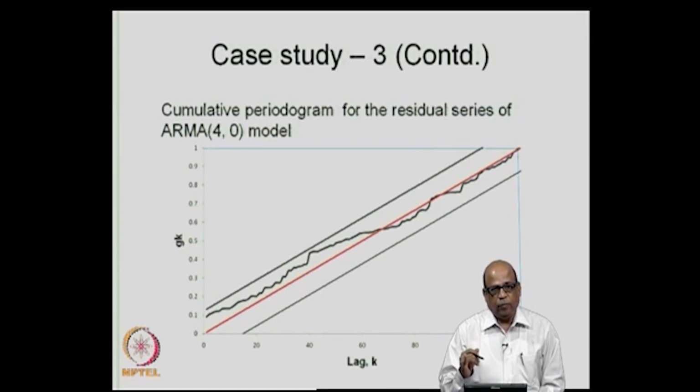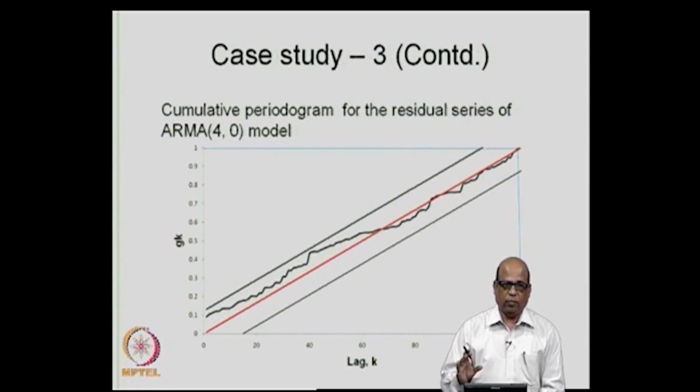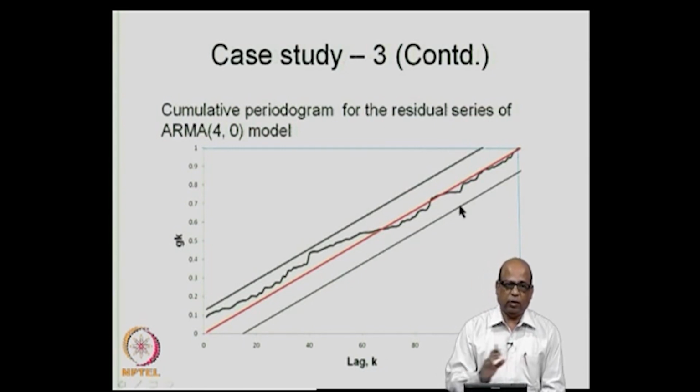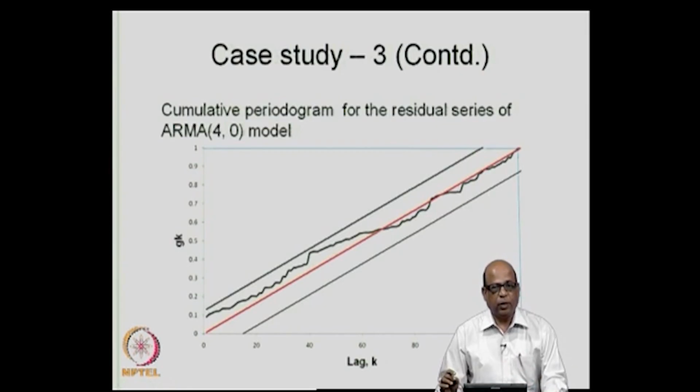We now examined the significance of the mean. We satisfied ourselves that the model that is chosen, ARMA 40, does not have a significant mean; the residuals resulting from that model do not have a significant mean, which means that the mean can be approximated to be 0. We also satisfied ourselves that there are no significant periodicities present in the residual series by doing the cumulative periodogram test and the test that I discussed earlier.